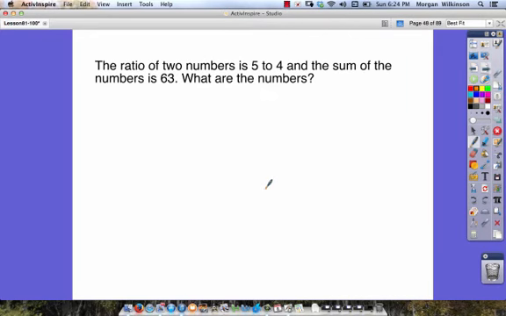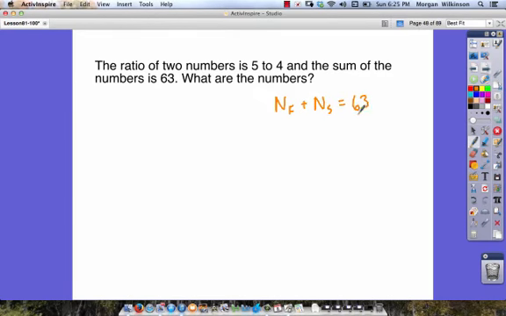The ratio of two numbers is 5 to 4, and the sum of the numbers is 63. What are the numbers? So in this one, let's say again, we know that the sum of the numbers is 63. So n sub f for the first number plus n sub s for the second number will equal 63.